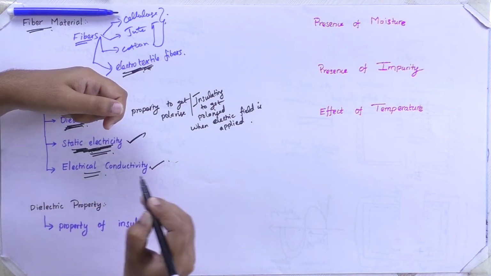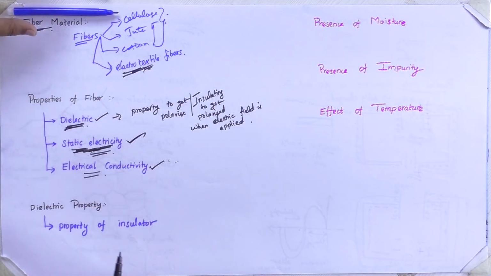Next is electrical conductivity. What happens if there is even minimum electrical conductivity in electrical insulating safety materials? Even if there is 0.5 percent conduction of electricity, the person will feel a shock. So we should remove the conductivity, or else improve the resistance of the material. So we have to study the electrical conductivity of the fiber materials.